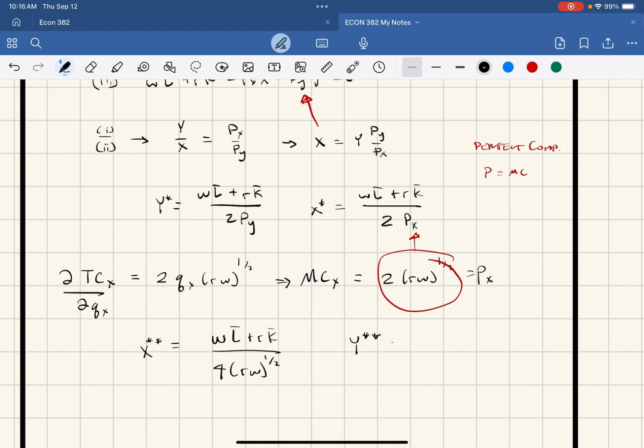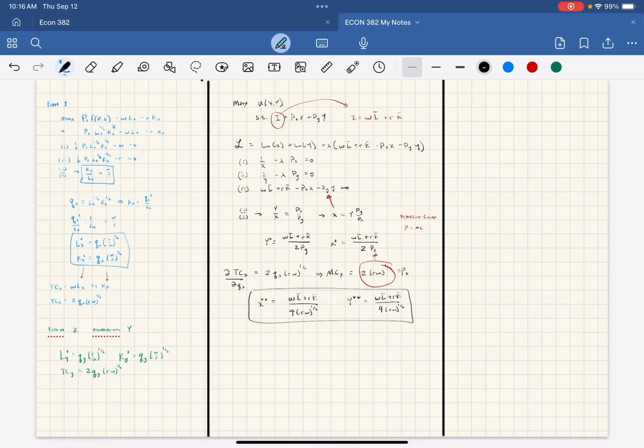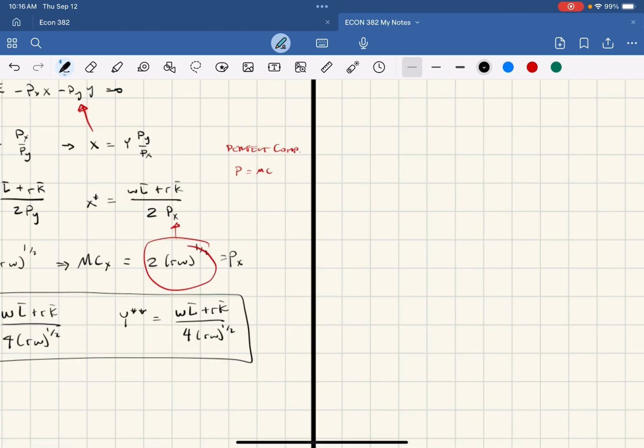And Y double star is equal to something similar, for RW to the 1/2. And so now we've solved for the optimal quantity that the consumers are going to demand of X and Y, which the firm is going to produce. Right? Now let's go to our market clearing conditions. So that's what we have for the consumer.